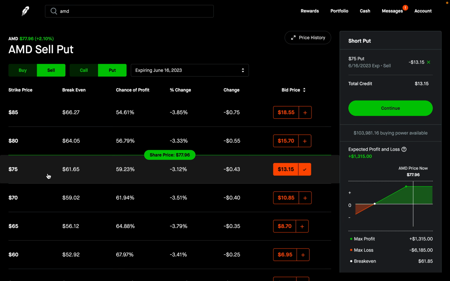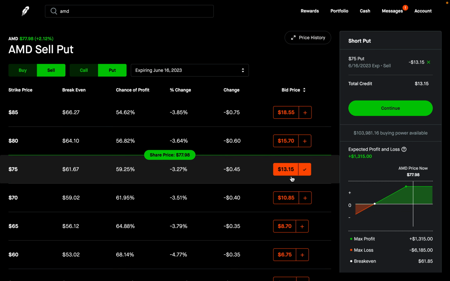Now, in return for you doing that, you're going to get paid a premium. What's the premium? The premium is shown under the price column here. So for this particular option, you're going to get paid $13.15 per share. Each contract controls 100 shares, so you're going to get paid $1,315. So basically, you're putting up $7,500 to potentially make about $1,315. And I'll show you how much that would potentially be if everything goes right.